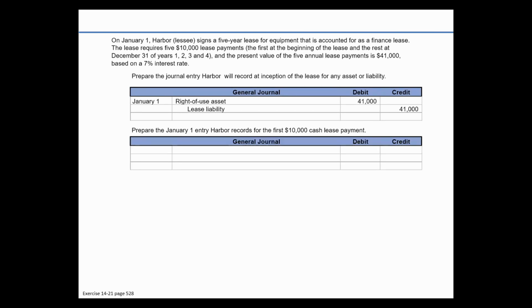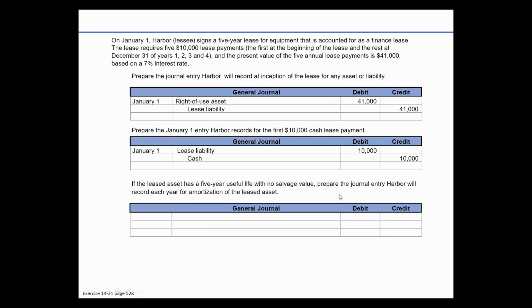Now prepare the January 1st entry that Harbor will record for the first $10,000 lease payment. So you have lease liability, debit, the amount of $10,000, and then credit for cash, the amount of $10,000, because you're going to have to make 5 payments of $10,000. You're making the first one now, so you reduce the lease liability by $10,000 and then credit cash because you're paying out cash.